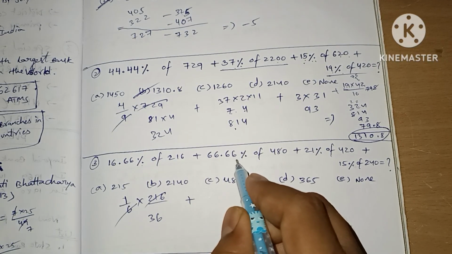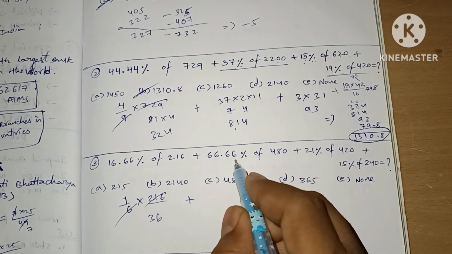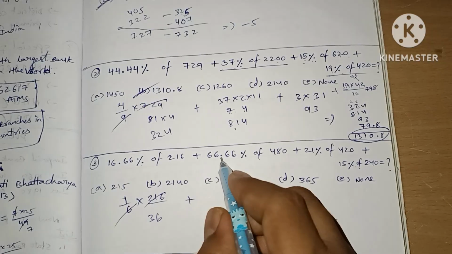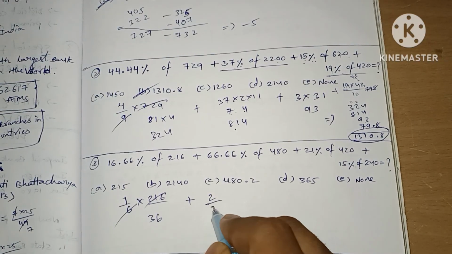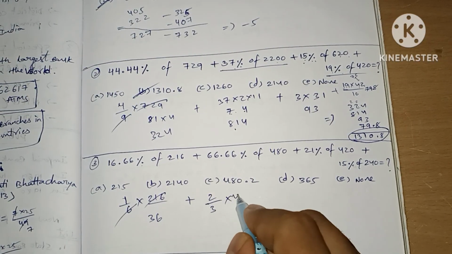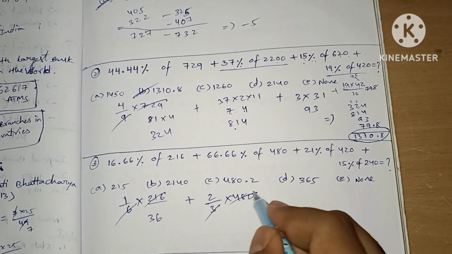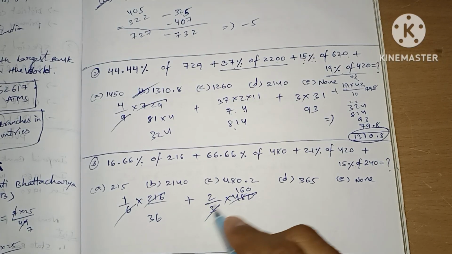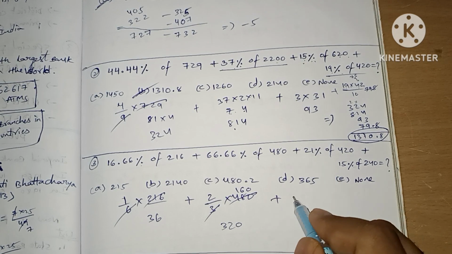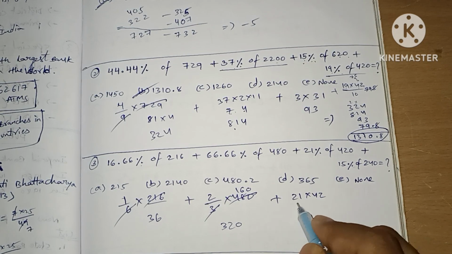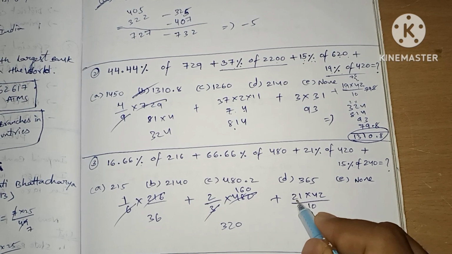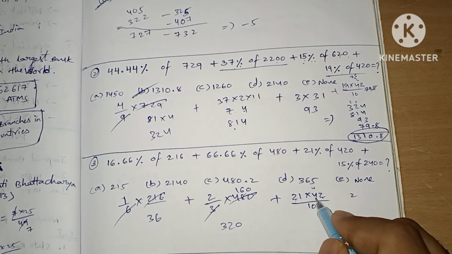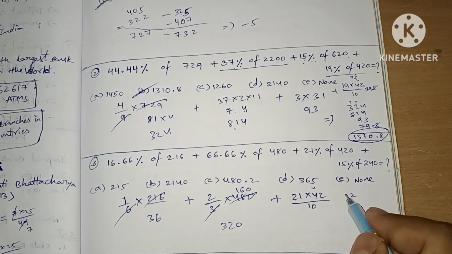We know 33.33 percentage is nothing but 1/3. But here we have 66.66, which means 2/3 into 480. 16 times, so we get here 320, plus 21 into 42 divided by 10. 21 × 2 will be 42. 21 × 4 is 84, so 88.